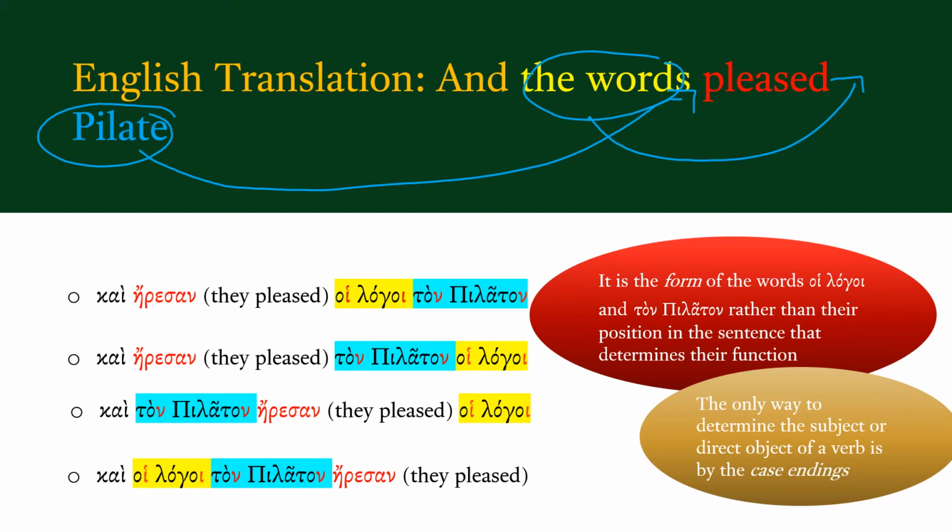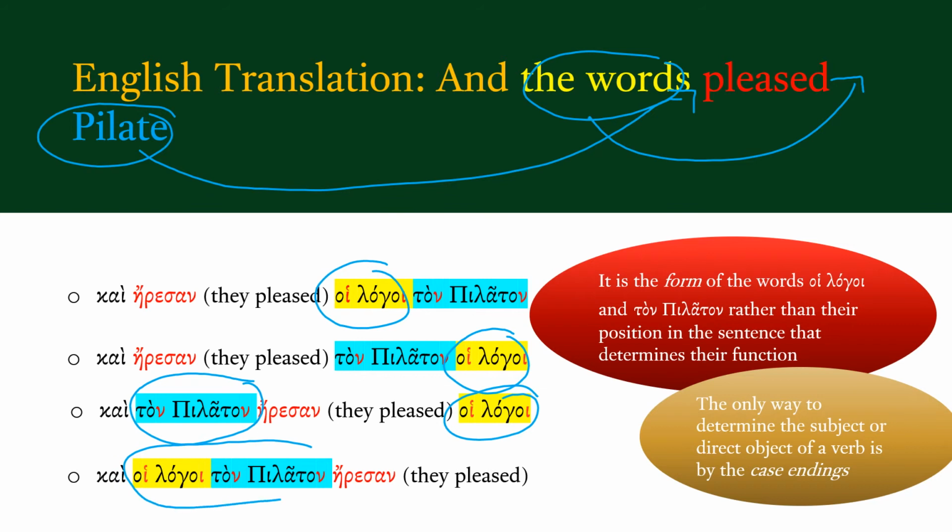So whether you have the subject after the verb, the subject at the end of the sentence, the object before the verb and the subject after the verb, or both the subject and object before the verb, it doesn't matter, because it's the case ending that tells us what the function of each noun in the sentence is. And in all four cases, the sentence means the exact same thing.